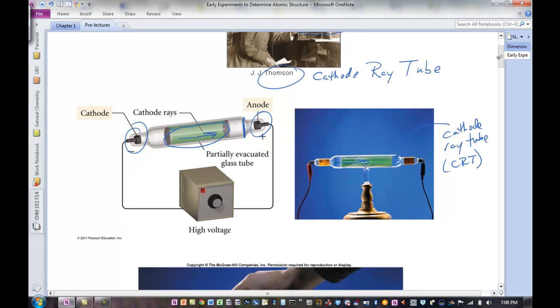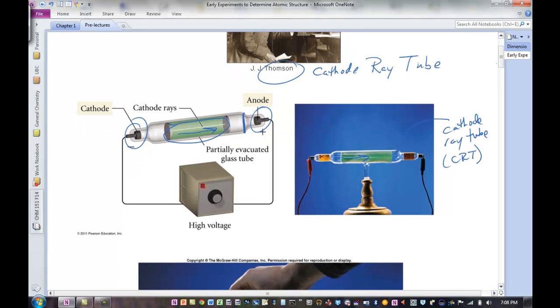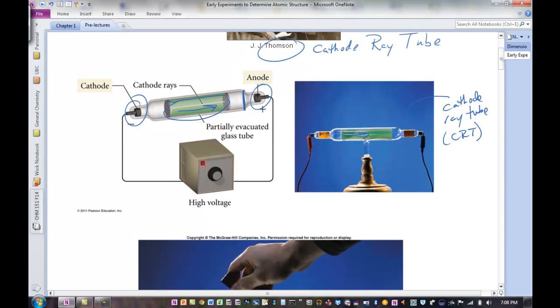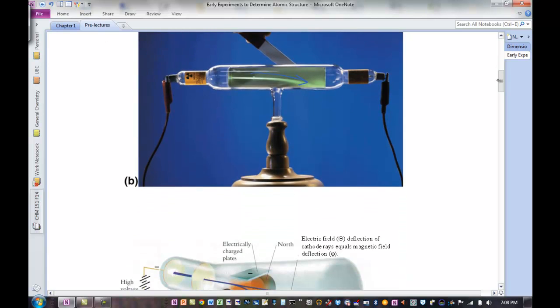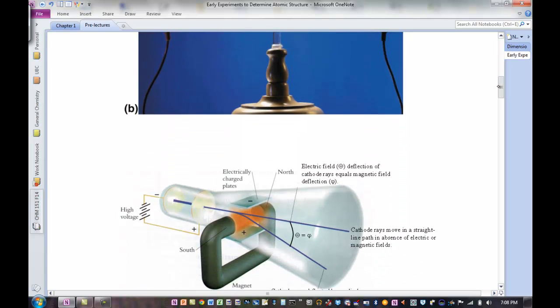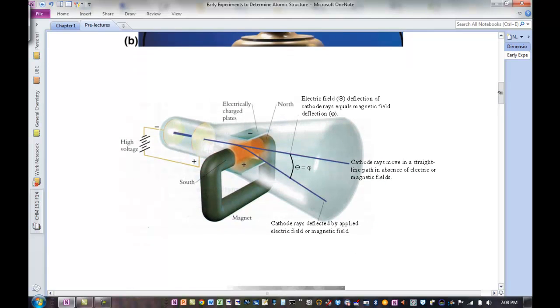Now Thompson didn't invent the cathode ray tube. That was invented before him. But what's really cool about scientists is they try different things. He said, what if I bring a magnet up to the cathode ray tube? And you can see that the beam here is deflected by that magnet. Let me keep scrolling down. I don't mean to go too fast here, but I don't want to take too much of your time.